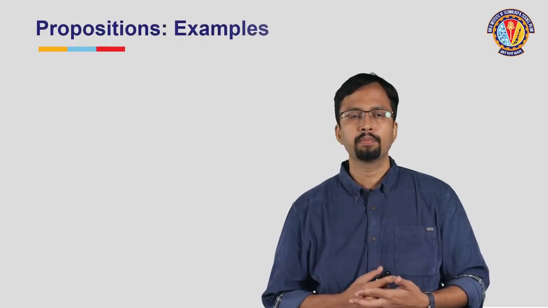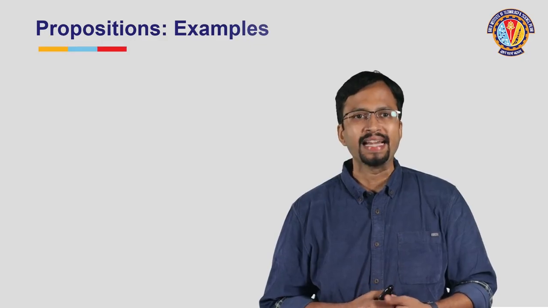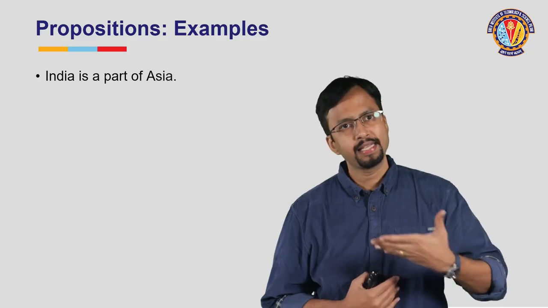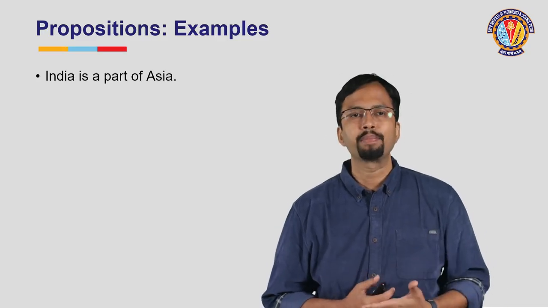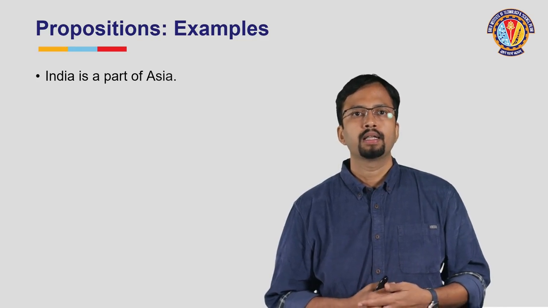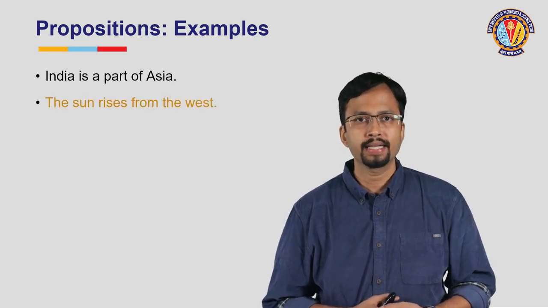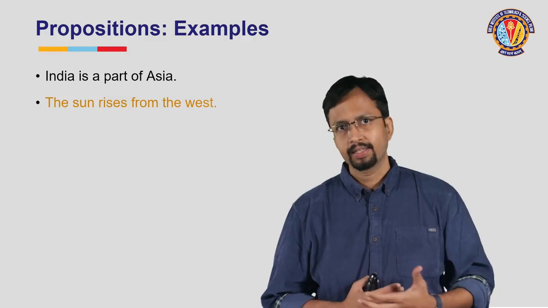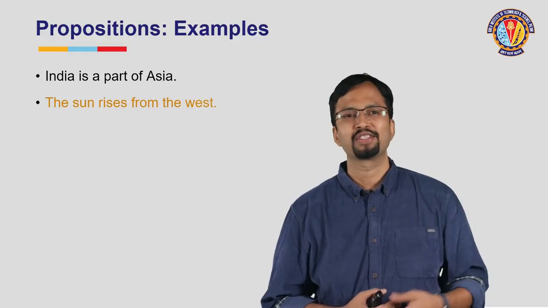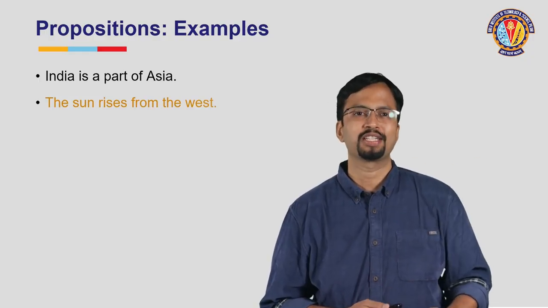So, here is the first example. This is a sentence which says India is a part of Asia, right. So, first of all, this is a statement that is either true or false. In particular, it happens to be true because India is a part of Asia. The second sentence is the sun rises from the west. Again, this is either true or false, and from everyday experience we know that it is actually false. So, this is an example of a false proposition.